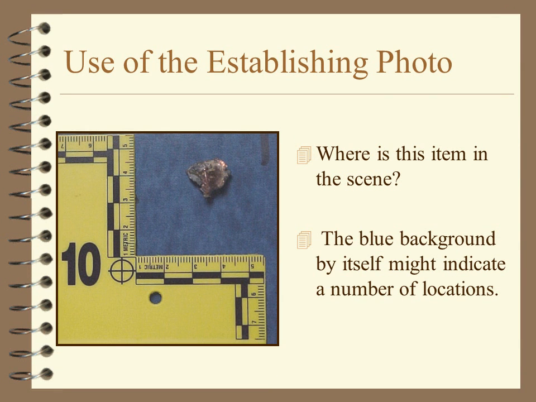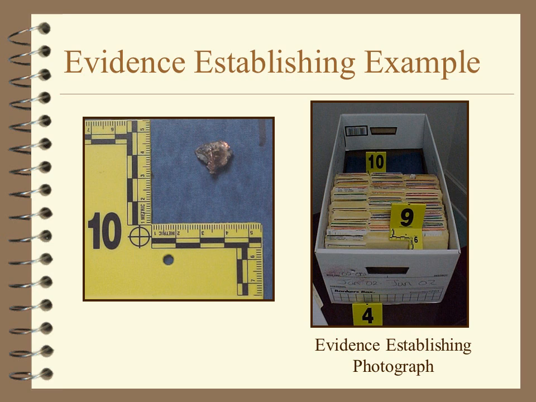Now, the photograph you're seeing right here is more of a close-up evidentiary photograph and not an evidence establishing or mid-range photograph, because one of the things it doesn't have is some frame of reference in the crime scene itself. This blue background could correspond to any number of things. In fact, if you were to look at the Formica cabinets in the forensic lab, you'll find it looks very similar. Now, the photograph on the right is a proper evidence establishing photograph.